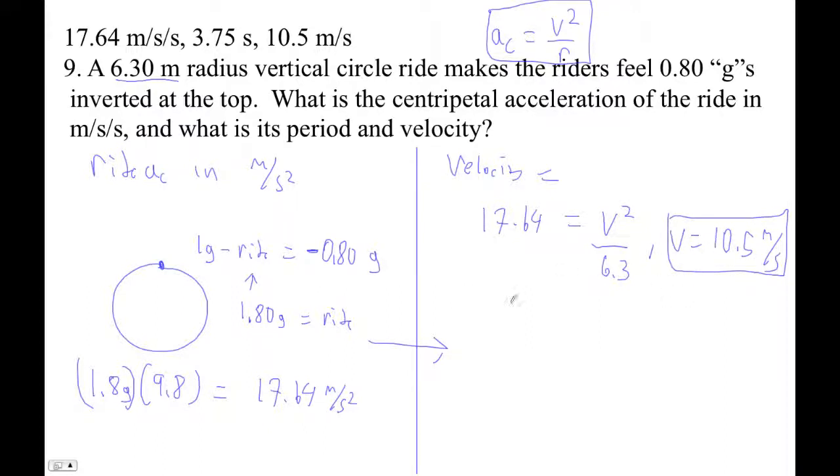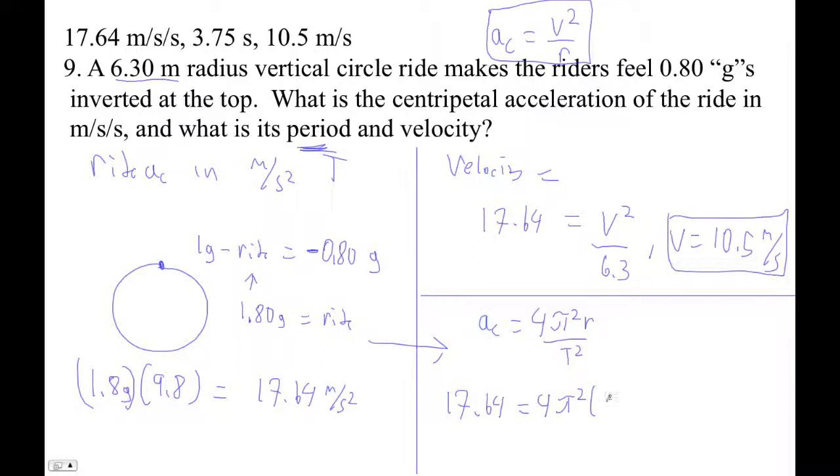All right, and then if you want to find its period, that's the T. We've got to use this guy: 4 pi squared r over T squared. So here we go. 17.64 is equal to 4 pi squared times 6.3 divided by T squared, and T is what we're trying to find.